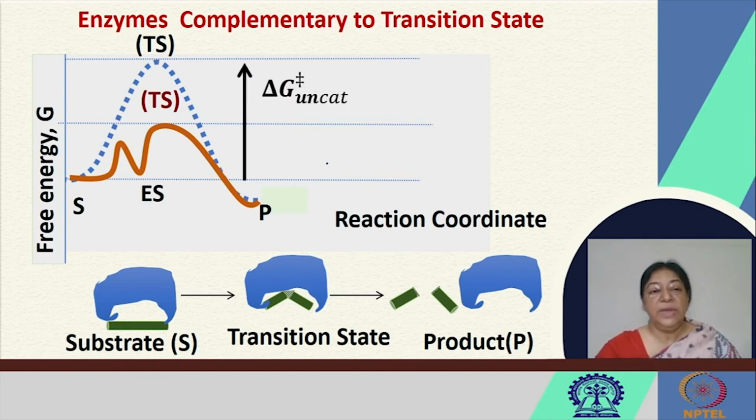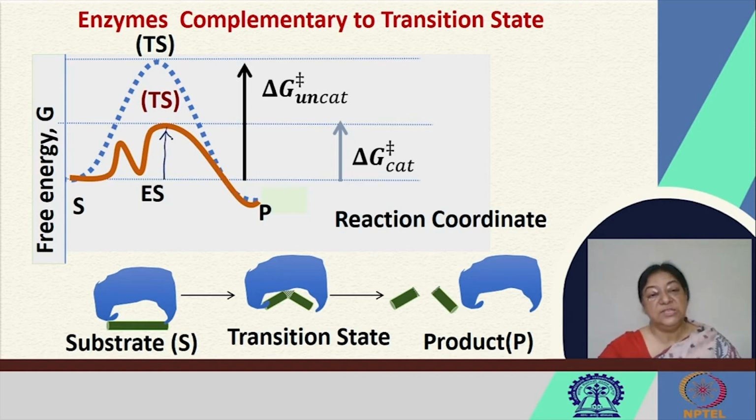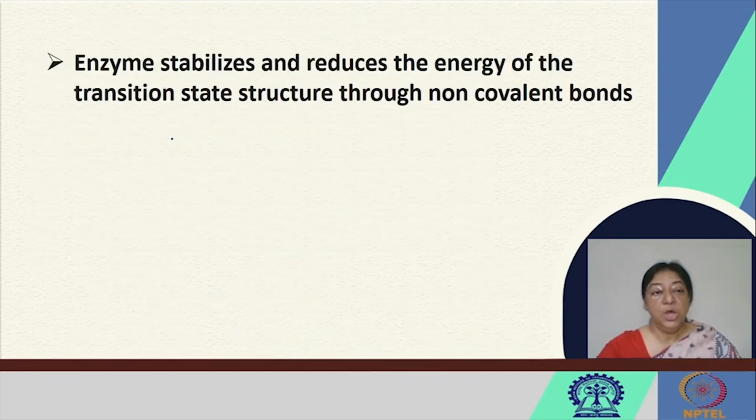In this case, we have the free energy of the uncatalyzed reaction. We have the free energy of the catalyzed reaction. And we realize now that the transition state barrier that has to be crossed to form the product is much lower when our enzyme is complementary to the transition state, which allows the formation of the product in a much more feasible manner. So, in this case, we know the enzyme stabilizes and reduces the energy of the transition state structure through non-covalent bonds, if we consider.